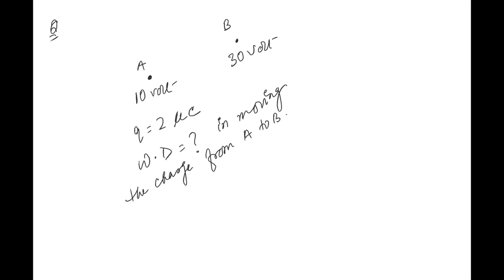Let's check. Simple point: we know that potential difference VB minus VA is written as work done in taking the particle from A to B divided by the charge. That is what we are supposed to do.